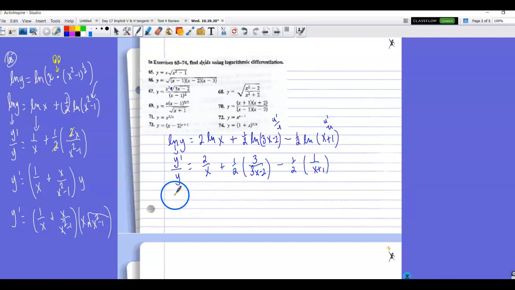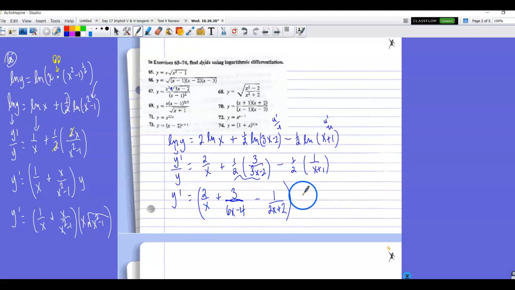As far as cleaning, we're going to have y prime equal to 2 over x plus, nothing reduces in this second term, so I'm just going to distribute the 2 into the parentheses and make that 3 over 6x minus 4. No, you cannot divide the 3 and the 6. That would be a big no-no. Last term, I can't divide the 1/2 with anything, so I'm going to distribute the 2 into the denominator and make that 2x plus 2.